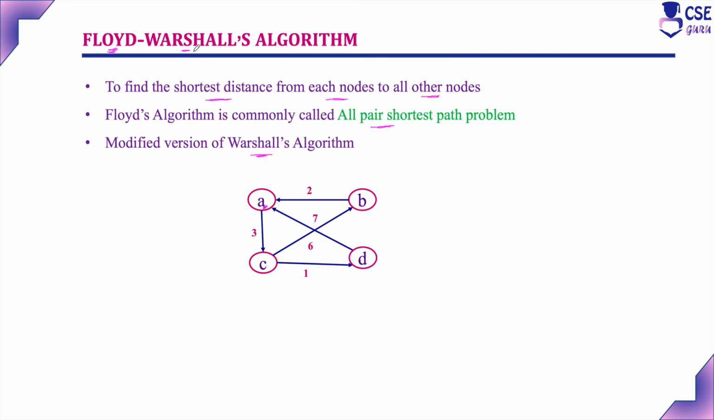Warshall's algorithm finds whether there is a path between each pair of vertices in the given graph. Since Floyd's algorithm is a modified version of Warshall's algorithm, we can commonly call it the Floyd Warshall's algorithm. Now, we will discuss an example to implement the Floyd Warshall's algorithm.